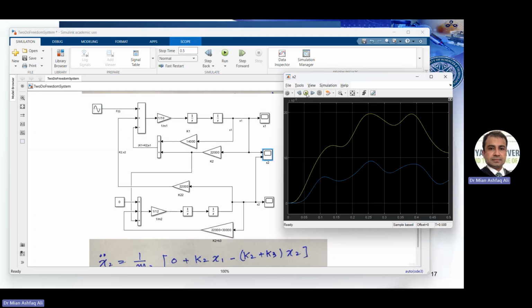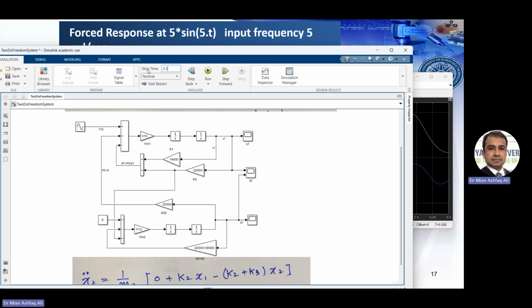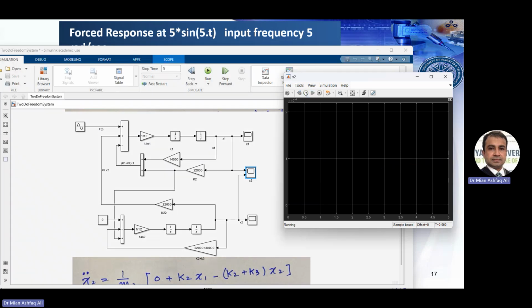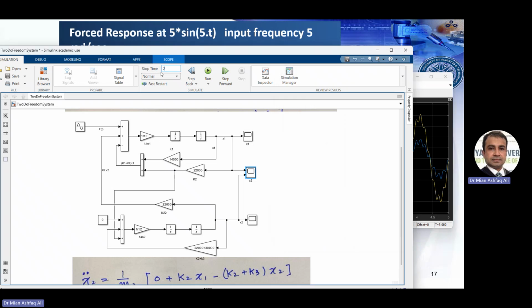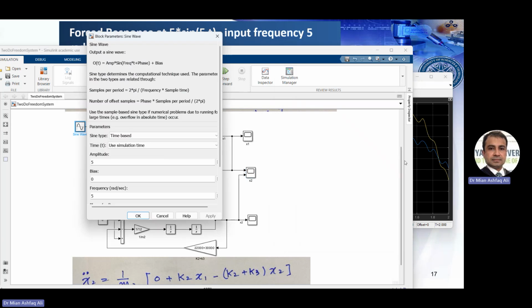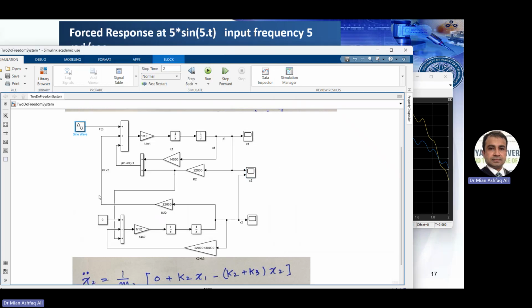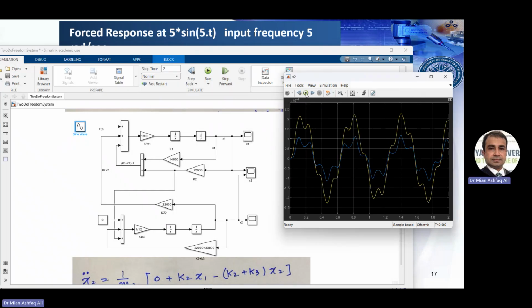If I simulate it, I need to increase the time limit a bit. So let me make it 5 seconds. When I do the simulation, we can also go for 2 seconds. So this is the vibration. The system wants to move fast, but we are vibrating it very slowly. Similarly, we can also vibrate it at 10 radian per second. The 10 radian per second is a bit faster, so the motion would be like this.